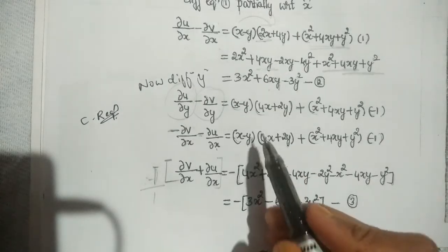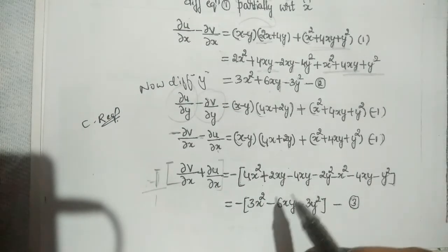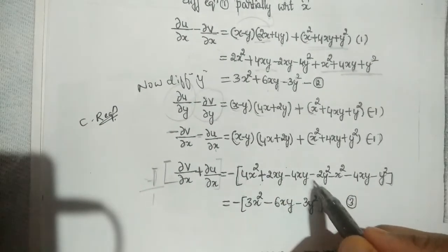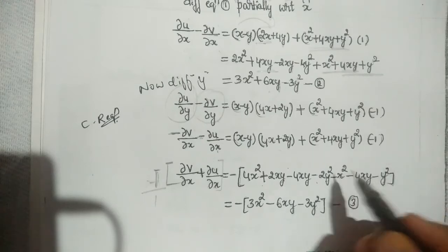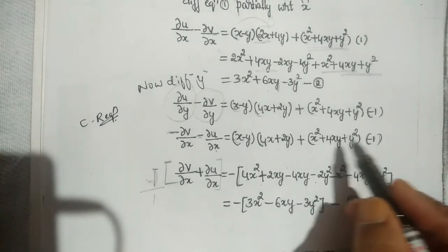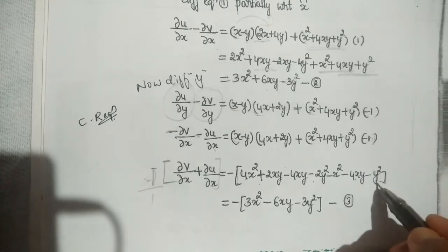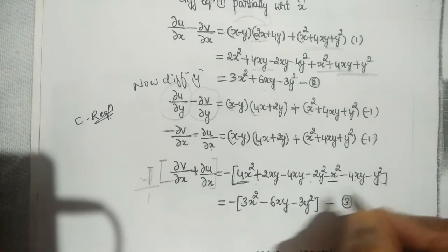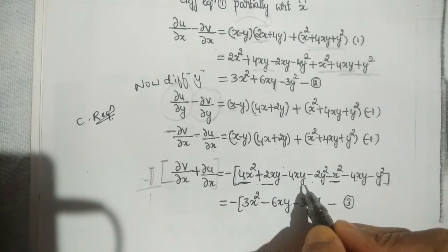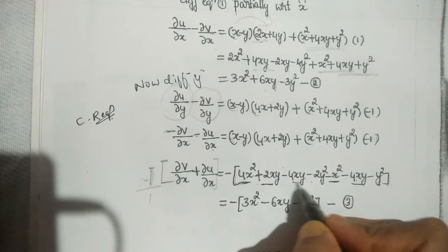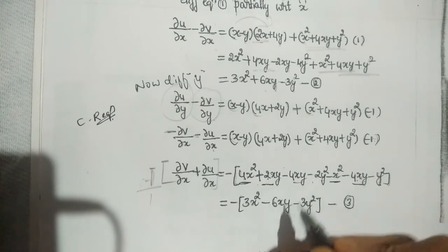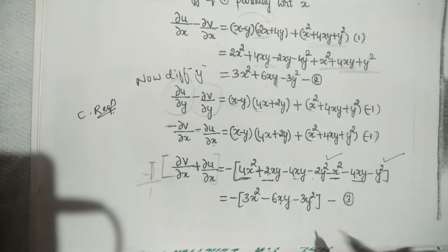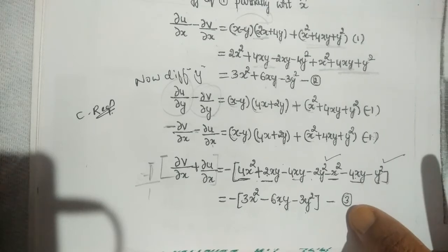So into minus: 4x into x is 4x square, 4x into y is 4xy, 2y into x is 2xy, and minus into minus, minus 2y into y is 2y square. Similarly here, minus x square, minus 4xy, minus y square. Now minus is common. 4x square minus x square is 3x square. For xy: 2xy minus 4xy minus 4xy is minus 8xy, plus 2xy is minus 6xy. For y square terms: minus 2y square minus y square is minus 3y square. Call it equation 3.